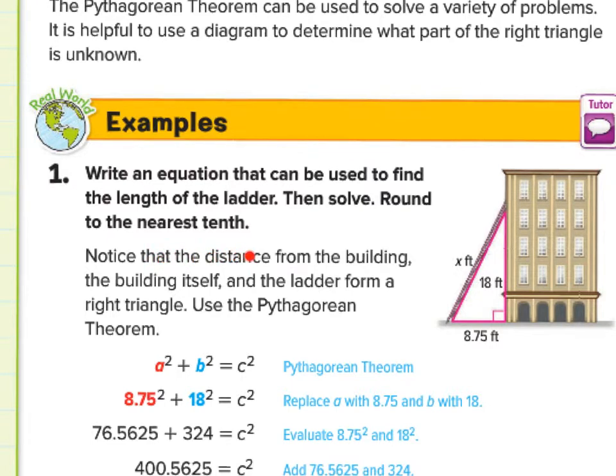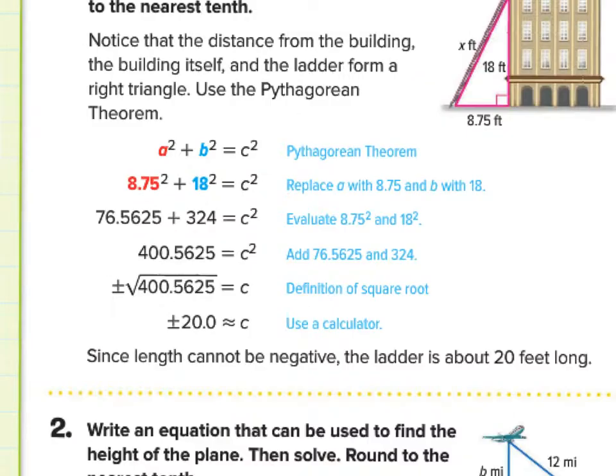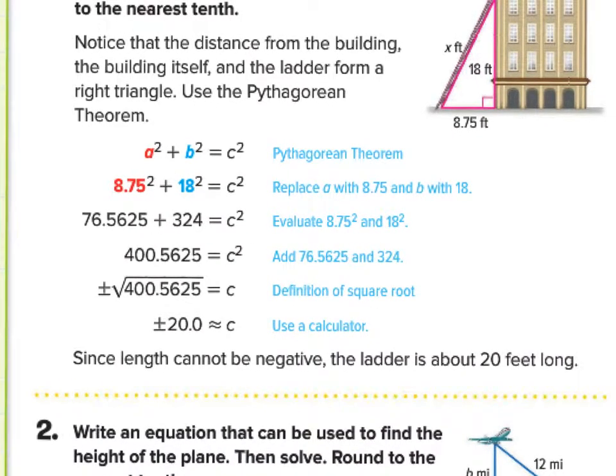a squared plus b squared equals c squared. We replace our variables. We solve our variables. So 8.75 times 8.75 and 18 times 18, and we get these sums. We add them up. And then we get rid of the square by doing the square root, plus or minus square root. So it is approximately 20. And we make a statement stating that since the length cannot be negative, the ladder is about 20 feet long. Okay, 20.